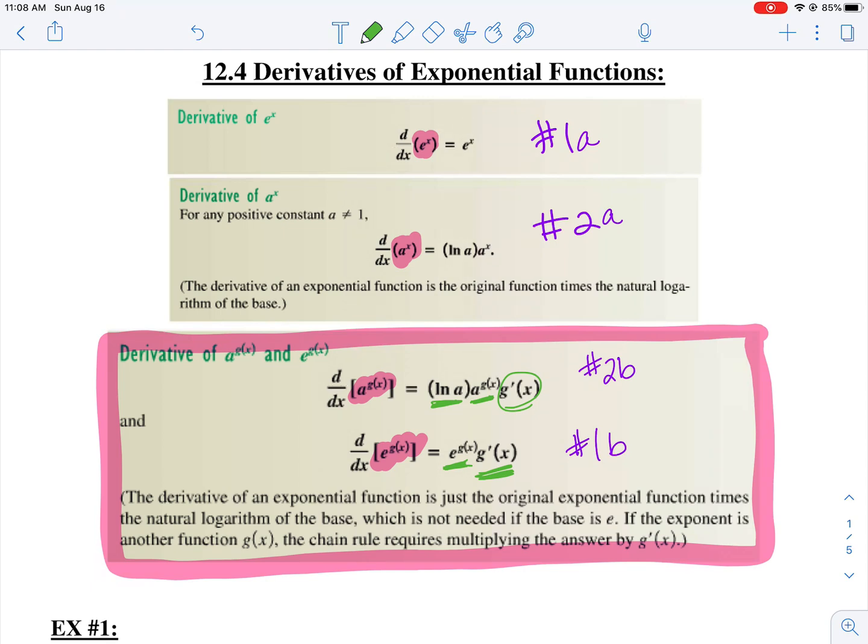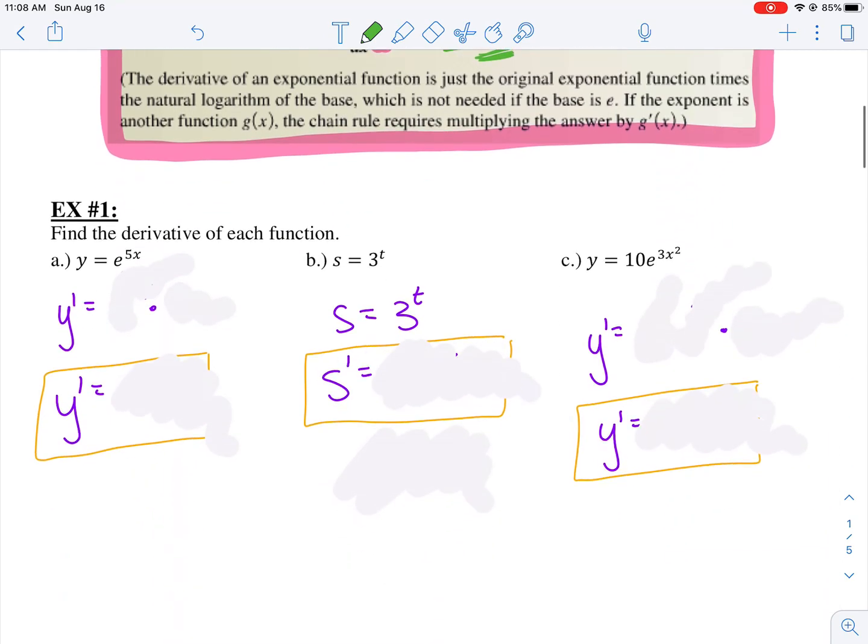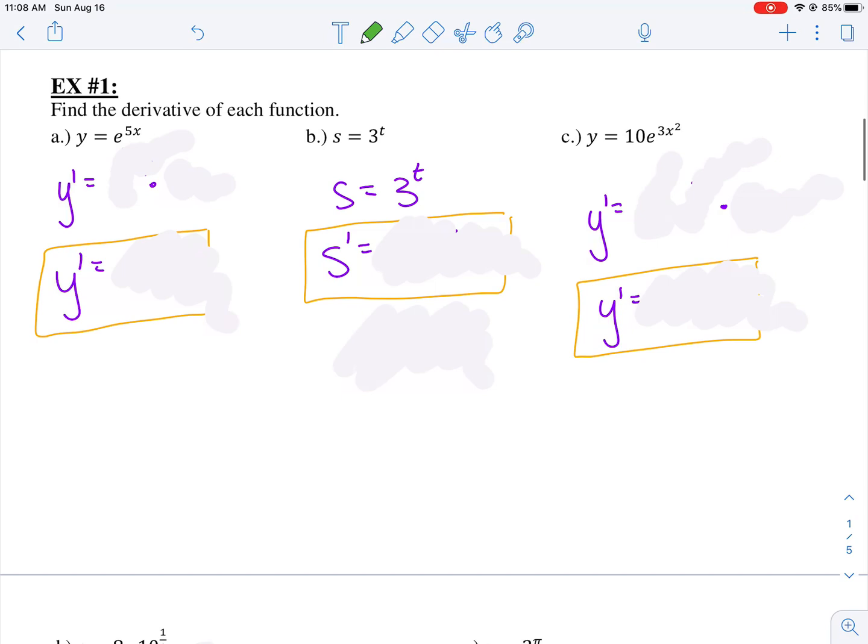All right, so now that you've seen the rules and you can go and look at the proofs of those rules, let's do an example. Example number 1 says find the derivative of each function. Number 1a says we have y equals e to the 5x. Hopefully you noticed that it wasn't just e to the x, it's e to the 5x. So there's a little more inside here than just an x. To me, that tells me that I have an inside function and I need to do chain rule.